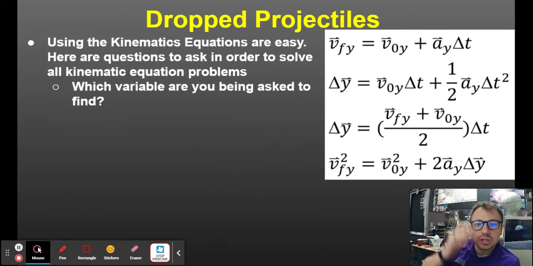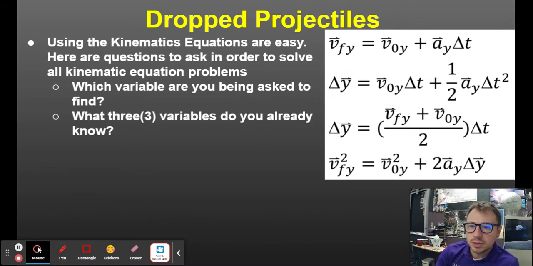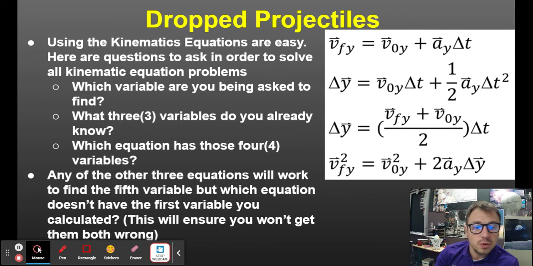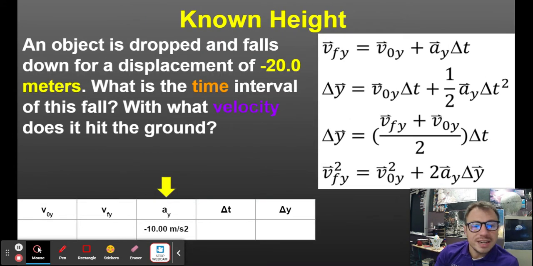So let's look at how we solve a drop projectile problem. Just ask yourself the three questions. Which variable are you being asked to find? What three variables do you already know? Which equation has those four variables? So let's look at three different kinds of problems that we can have for drop projectiles.